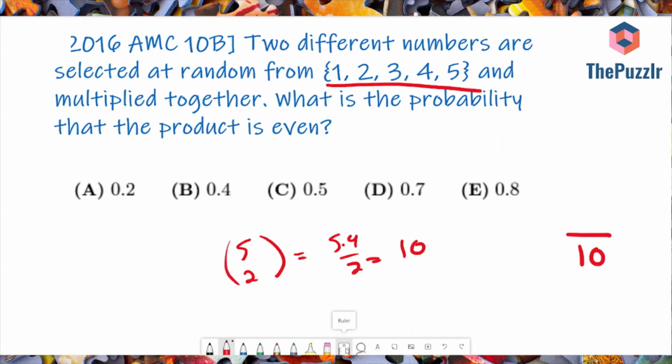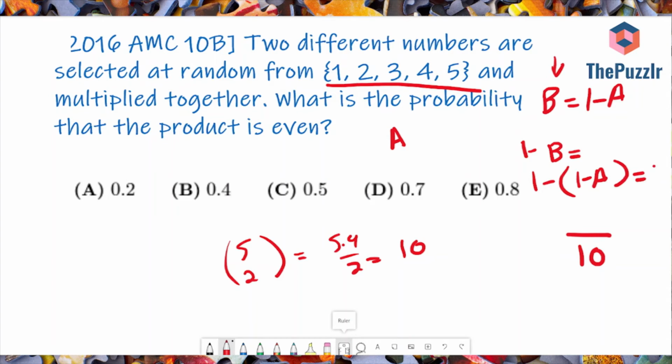Okay, so we're going to solve this problem. There's not that many cases, so you can just count them, but we're going to solve this problem using complementary probability. Complementary probability basically says that if we're trying to find the probability of something, say A, we can find the probability of some other event, say B, equal to 1 minus A. So we can find the probability of A not happening. That would be B, and the probability of that is 1 minus A. Then we can do 1 minus B, which would give us 1 minus (1 minus A), or the probability of A.